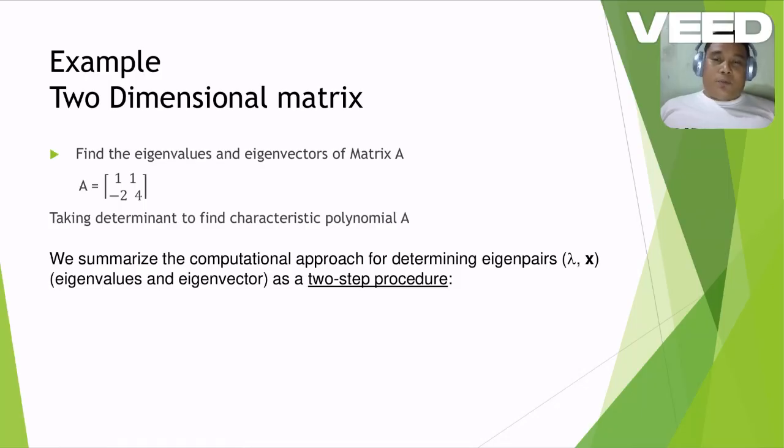Let's go to an example, a two-dimensional matrix. Find the eigenvalues and eigenvectors of matrix A, where A equals [1, 1; negative 2, 4]. Taking the determinant to find the characteristic polynomial of A. We summarize the computation approach for determining eigenpairs, lambda and x, as a two-step procedure.